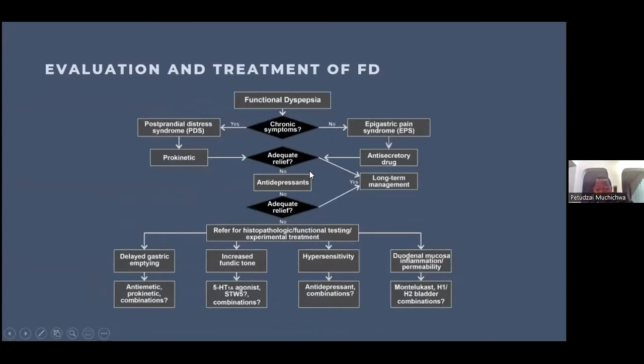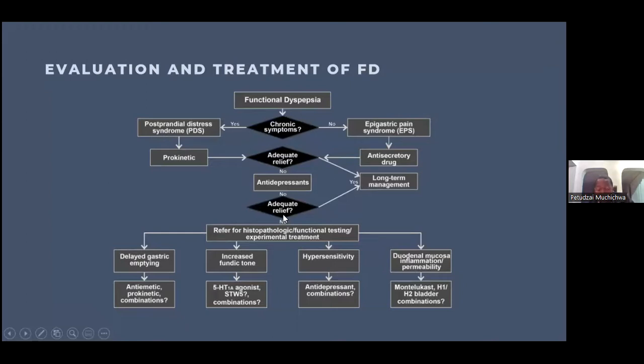Then you assess: is there an adequate response? If there's an adequate response, then you go into long-term management: prokinetics for postprandial distress syndrome, and anti-secretory therapy for patients diagnosed with epigastric pain syndrome. If there is no relief in either group, we offer antidepressants. And if there is adequate relief, we continue with long-term treatment, which includes anti-secretory with antidepressants for epigastric pain syndrome, or antidepressants with prokinetics for postprandial distress syndrome.